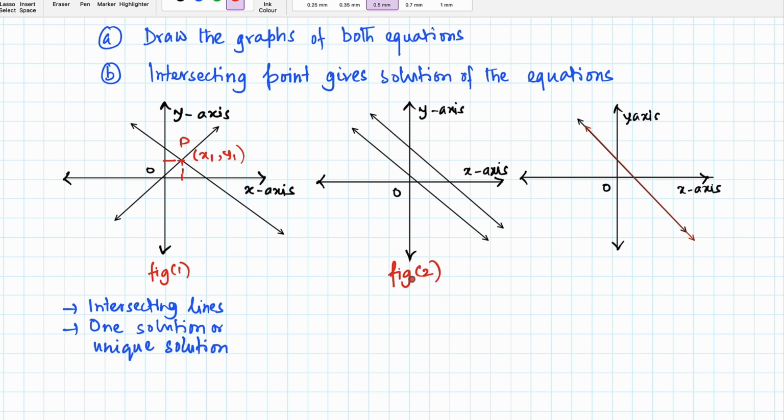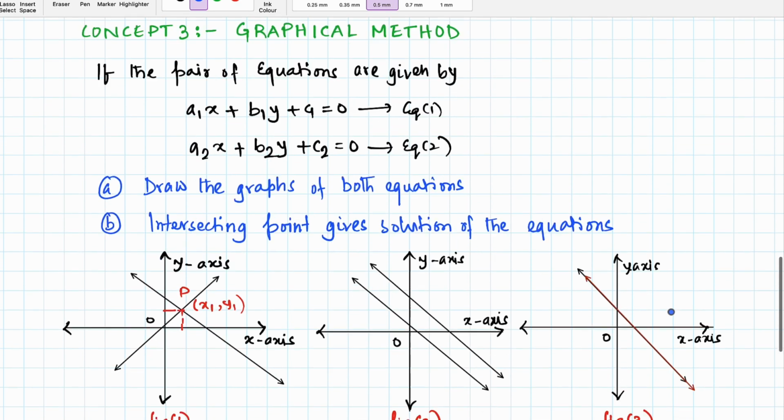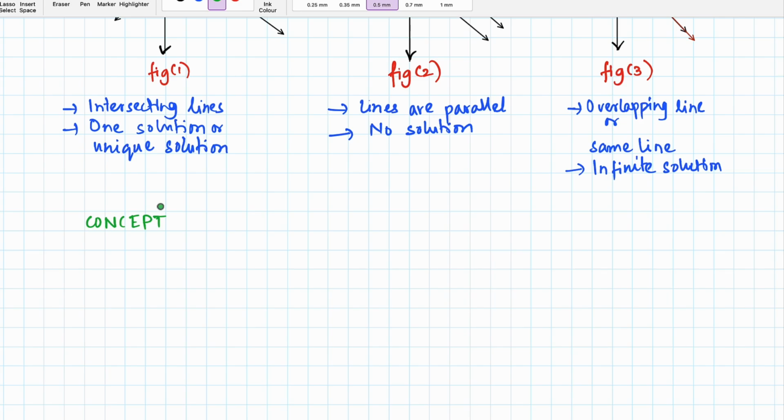In case of figure 2, after plotting, the lines are parallel to each other, so it will not give us any solution, so no solution. And in figure 3, the lines overlap with each other, overlapping lines or same lines, so infinitely many solutions. So in a single diagram we can recall all three different situations or possibilities.